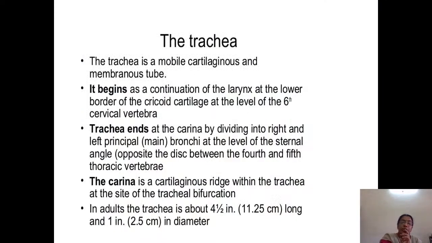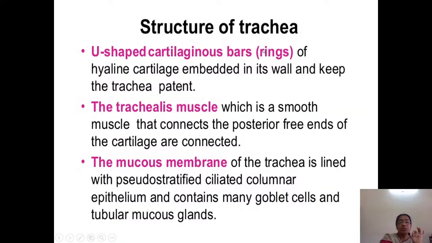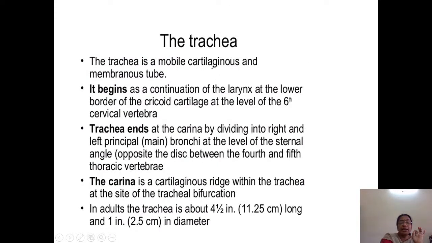So when we say the trachea is a cartilaginous and membranous tube, here it is having cartilage anteriorly, which is called hyaline cartilage. Posteriorly it is made up of a muscle, which is called the trachealis muscle. In that way you can say that the trachea is a cartilaginous and also membranous tube.